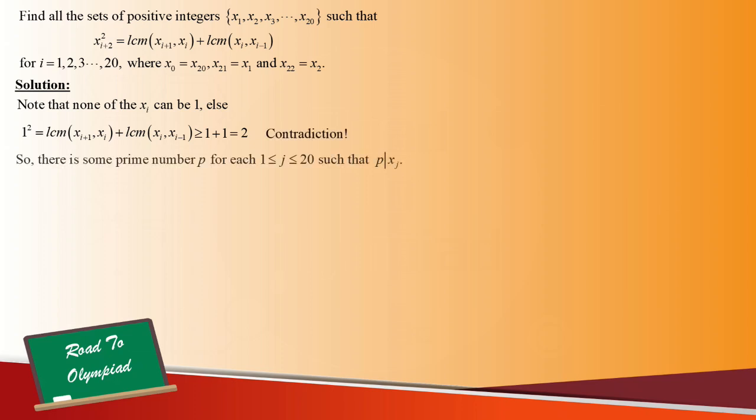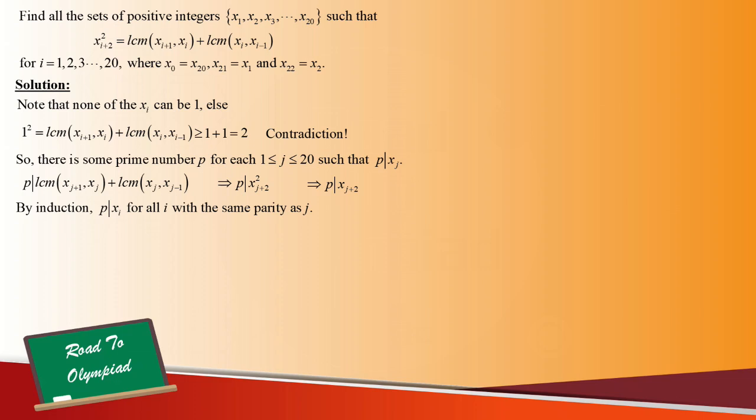So there must be some prime number p for each j between 1 and 20 inclusive such that p divides x_j. Now notice that x_j divides the LCM of x_{j+1} and x_j plus the LCM of x_j and x_{j-1}, since both of them must be a multiple of x_j and thus must be divisible by p. This implies that p divides x_{j+2} squared, or simply p divides x_{j+2}. By induction, we can tell that p must divide x_i for all i with the same parity as j.